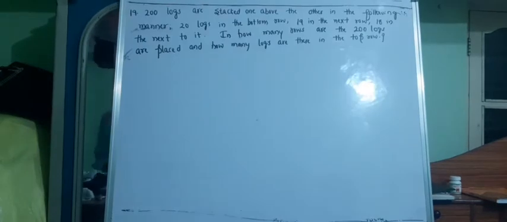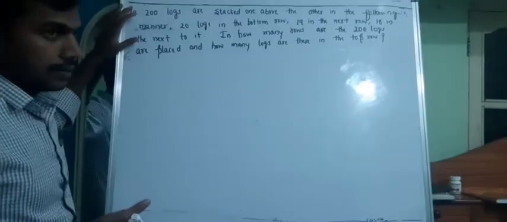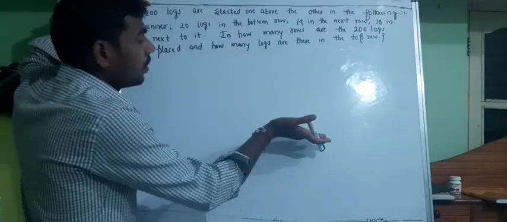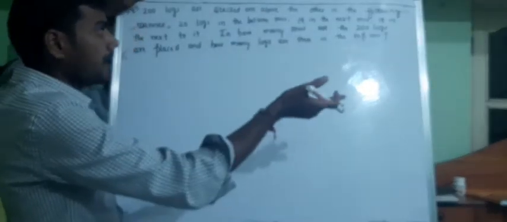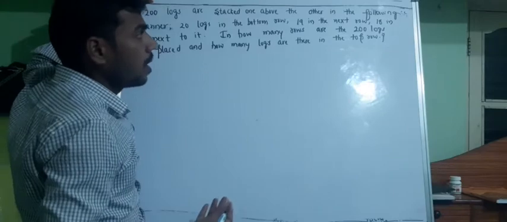So 19th question. 200 logs are stacked one above the other in the following manner. 20 logs in the bottom row, 19 in the next row, 18 in the next row to it. In how many rows are the 200 logs placed and how many logs are there in the top row?